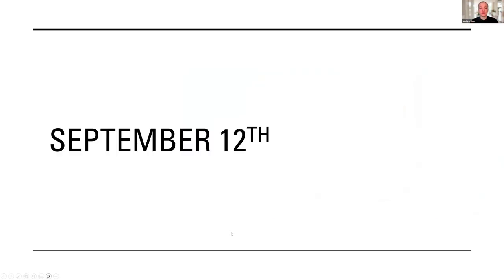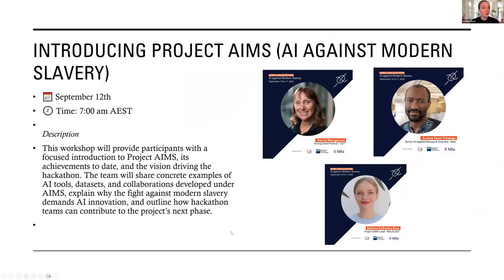So this is tomorrow. And then on September 12th, we have an entire day of learning what is Project AIMS, what have we done, what have we created, and then what are the challenges that we'd like you to help us with. So we're going to start again nice and early here in Australia. We're just going to give you a high-level overview of what is Project AIMS, AI Against Modern Slavery, and some of the things that we have developed here.